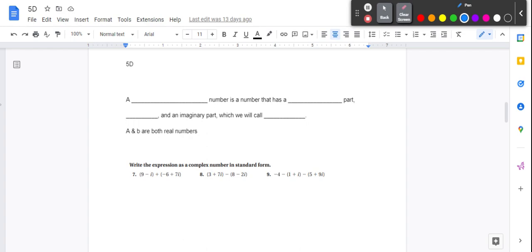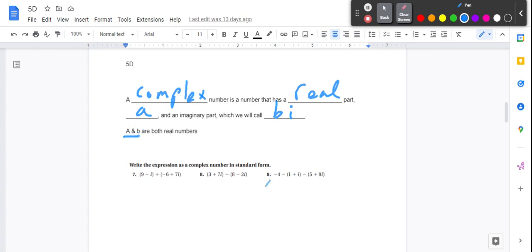All right, next thing. We're going to come back to the quadratic stuff a little bit later, probably in part 2 or part 3 of 5D. But I want to finish talking about i and keep it simple for right now before we move on. If we have something called a complex number, a complex number is a number that has a real part, which we'll call a, and an imaginary part, which we'll call bi. And a and b are both real numbers.